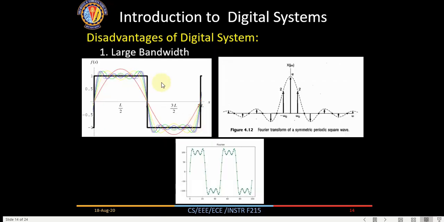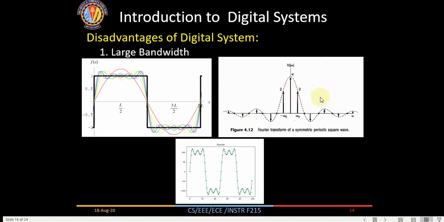One of the disadvantages of the digital system is that it requires a large bandwidth. A square wave, and this is again part of control signal systems, which you will learn, is a summation of sinusoidals. A 1 gigahertz square wave is a sum of a 1 gigahertz sinusoid, a 3 gigahertz sinusoid, a 5 gigahertz sinusoid, and so on. That is known as the Fourier series. The square wave can be split into an infinite number of sinusoidal signals at multiples of the fundamental frequency, but the magnitude of each of these signals will be different.